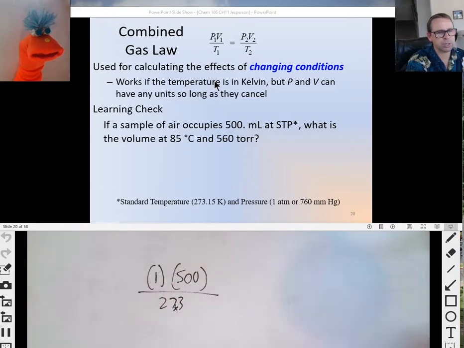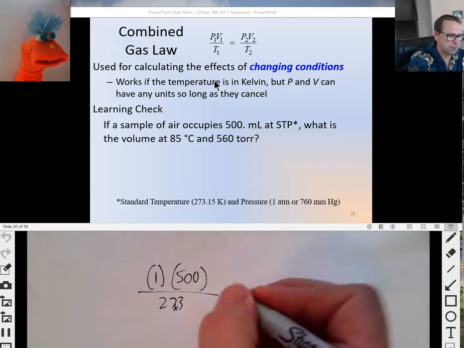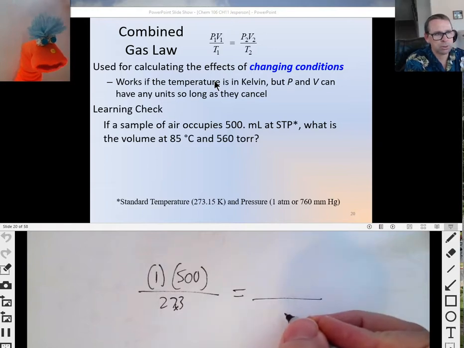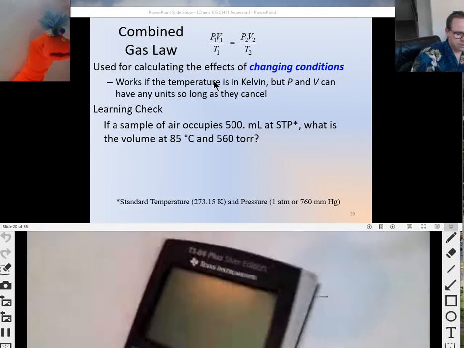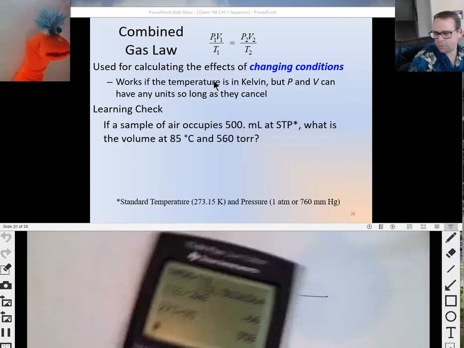Okay, and then it goes to 85 degrees Celsius. So I put 85 down here for the new temperature? I think so, right? No, we don't. Why don't we put 85? Oh, yeah, because it has to be in Kelvin. That's right. So 273 plus 85, right? So we're going to put in there 358.